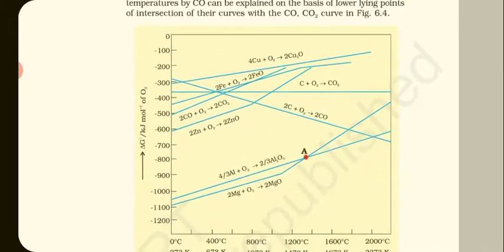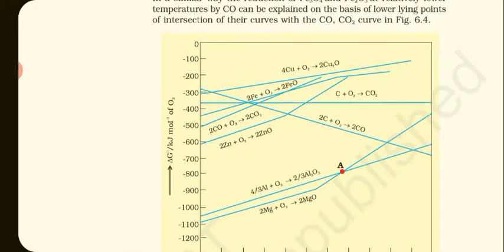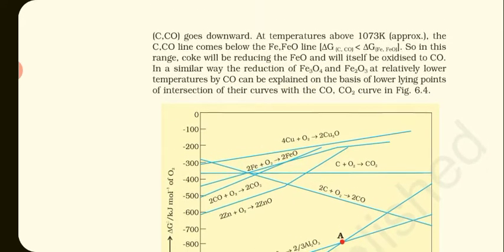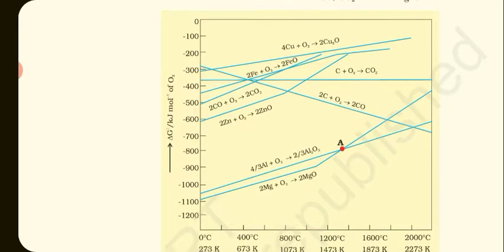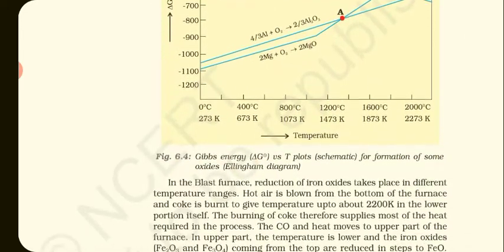Here you can see the Ellingham diagram for different metals and the formation of their oxides, and it indicates the stability of their oxides also, and the suitable reducing agent for the reaction.